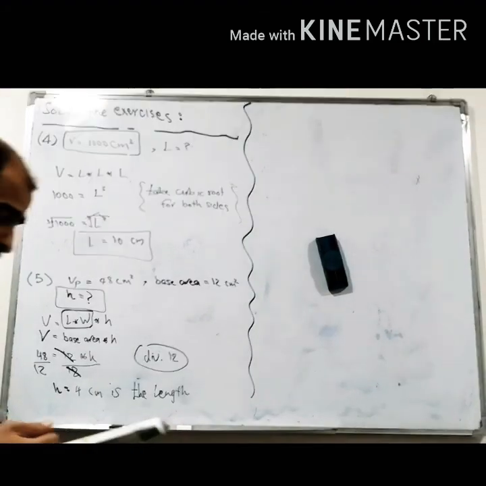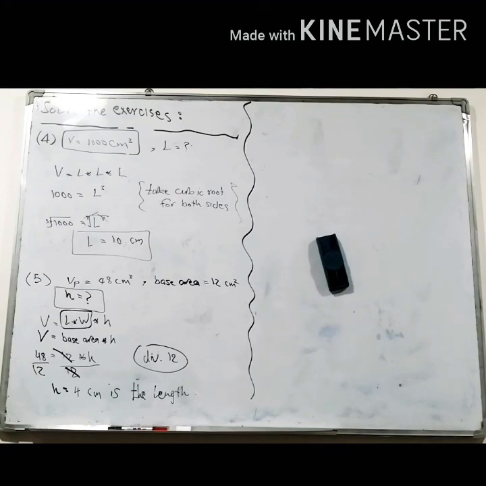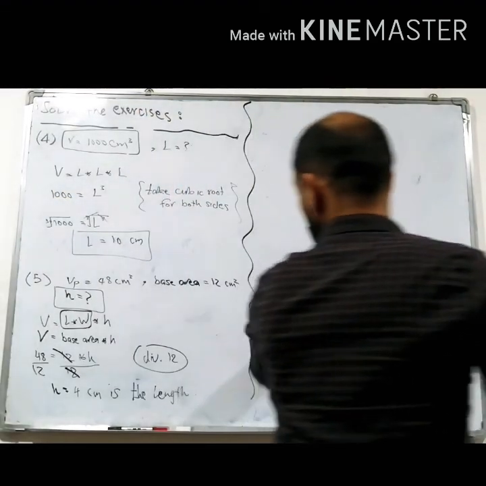Now the next question. Also he said a parallelepiped of square base and 10 centimeter height. If the volume is 90 centimeter to the power 3, what is the side length of the square base? And this is question number 6.